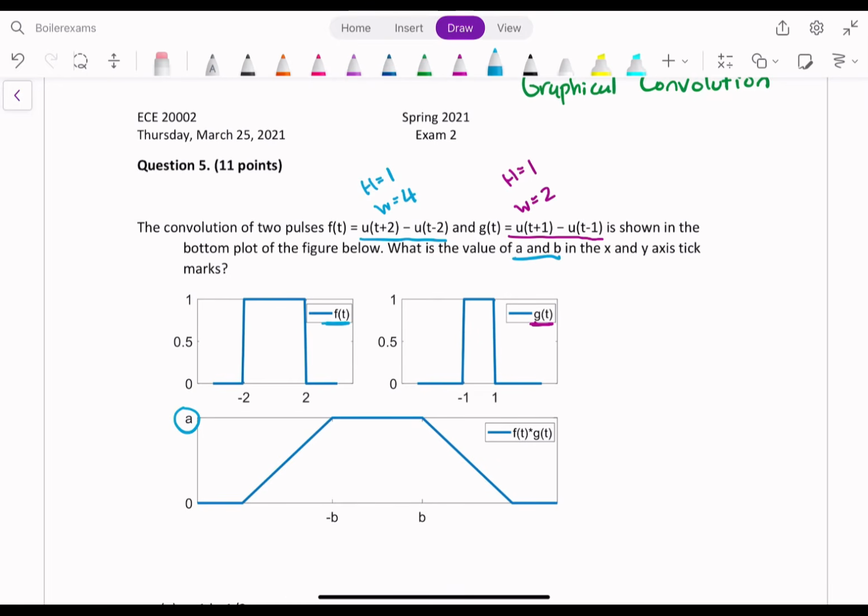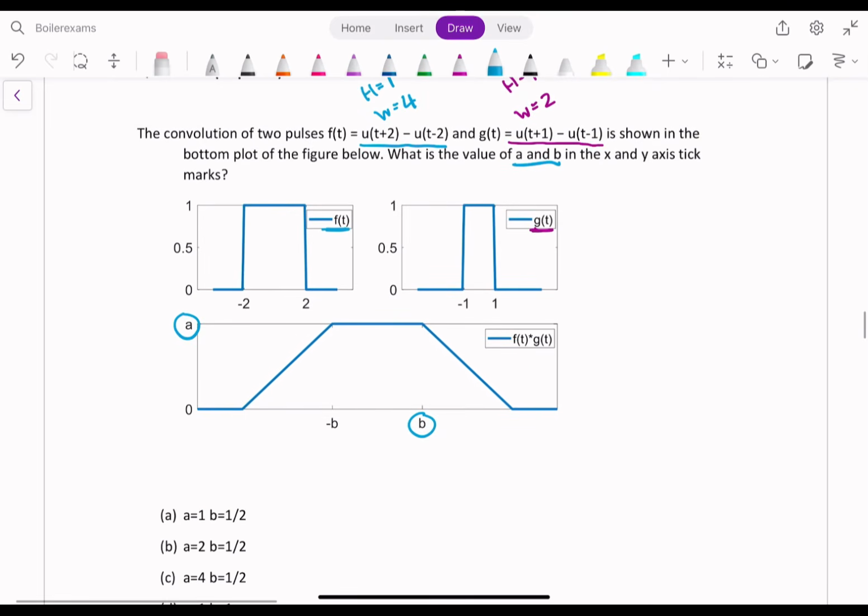And a and b are represented as the y-axis and x-axis value within this bottom plot down here, which is equal to the convolution of f of t and g of t, right? So it is equal to some function y of t, and y of t is equal to the convolution of f of t and g of t. We'll just write it out.